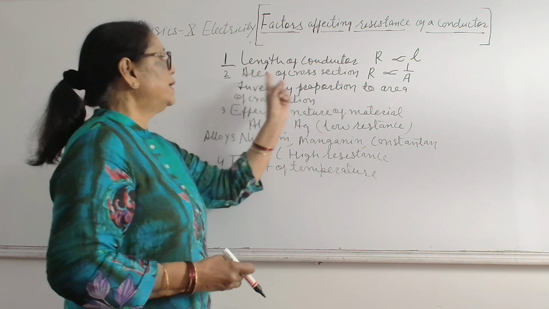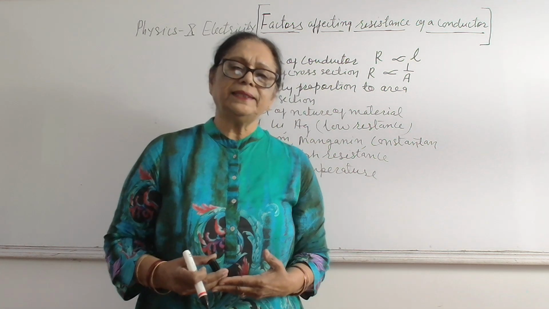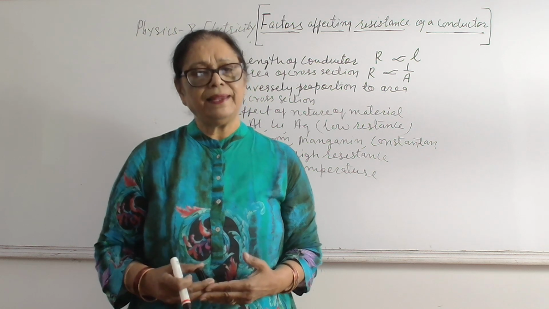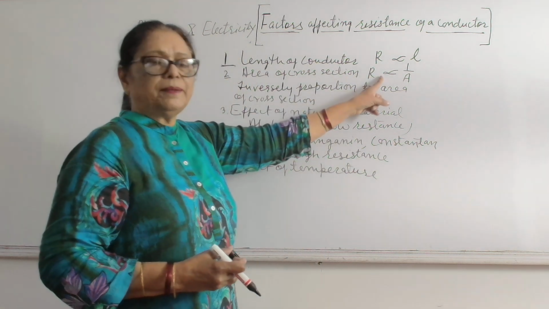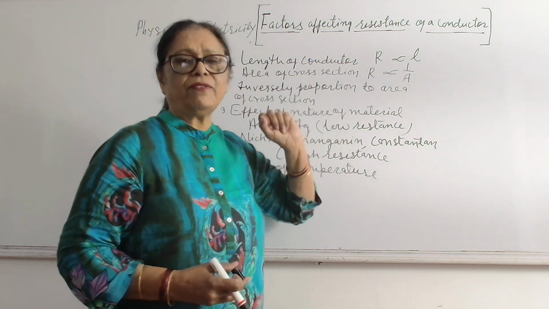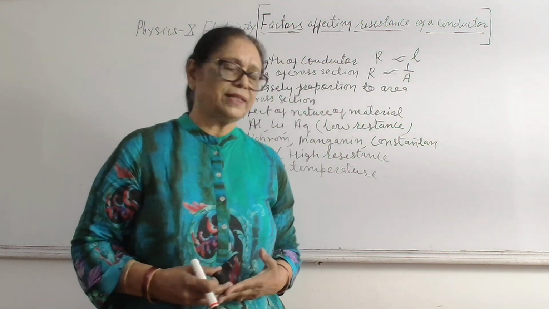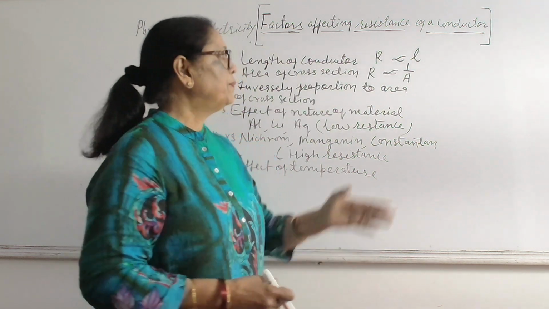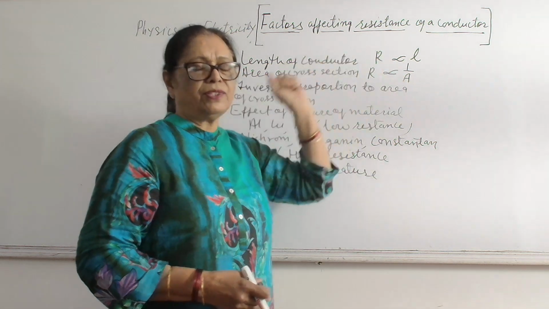Second point is area of cross section, that is thickness. What is the relationship between resistance and the area of cross section? This is the relationship: resistance is inversely proportional to the area of cross section, that is 1 over A. A stands for area of cross section, that is thickness, you can say. So resistance is inversely proportional to the area of cross section.